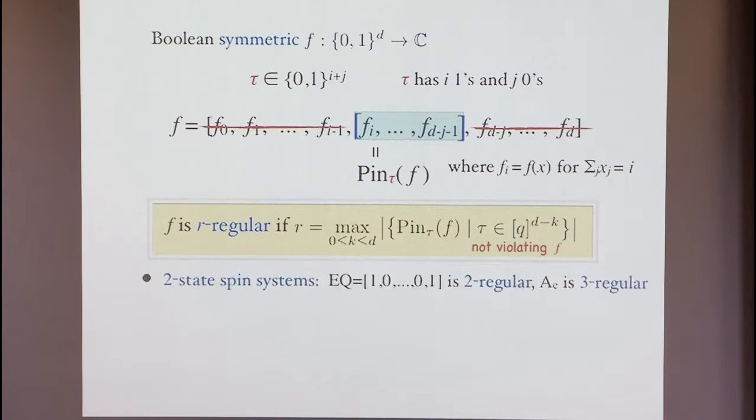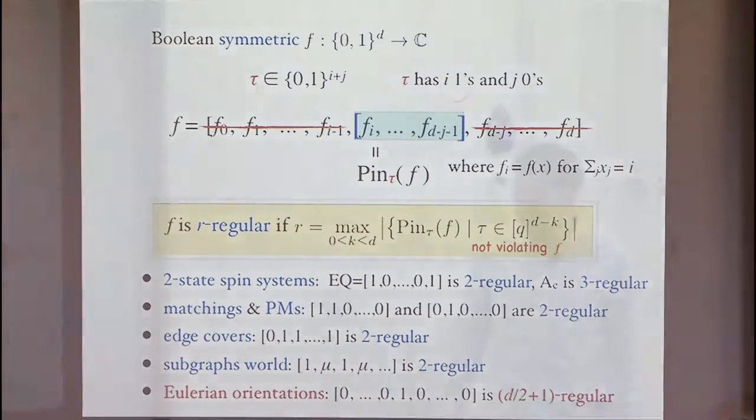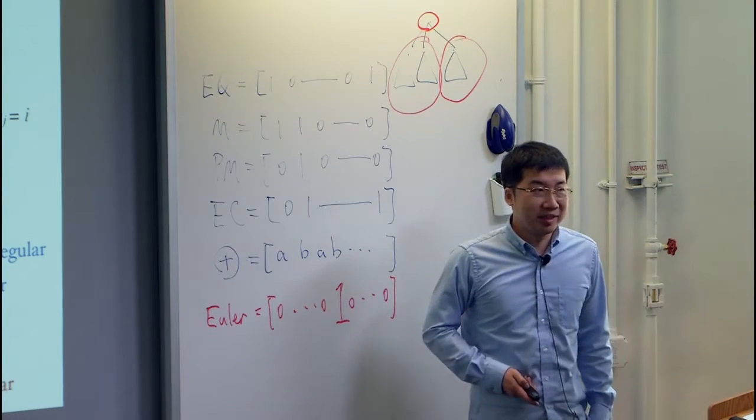With this definition, it's quite easy to check that all these functions are finitely regular. Only 2-regular, actually. And not this Eulerian signature, even though it's very, very simple, almost always unsatisfiable. So it's quite amazing.